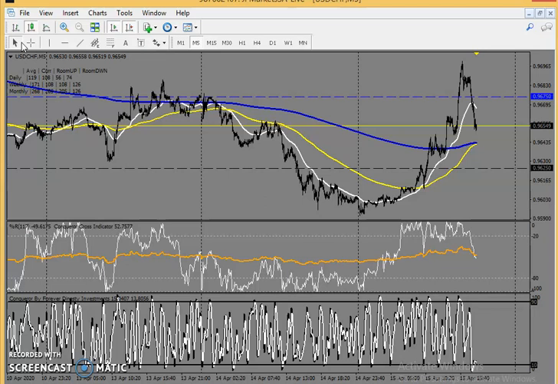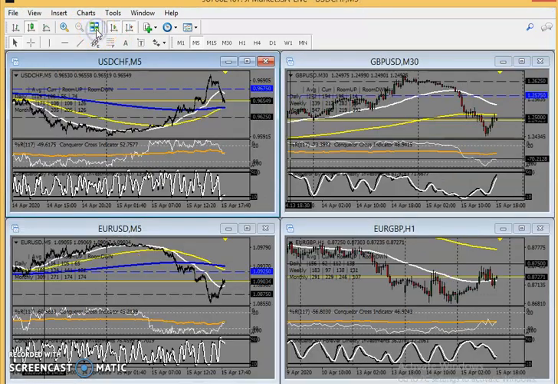Now the two things that we want to outline in this video, guys, is that first, you look for the cross. Second is your entry points. Your entry point is when the white touches the yellow, and the black and white indicator is on your overbought or your oversold condition.